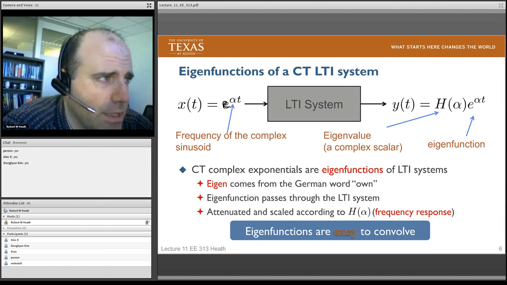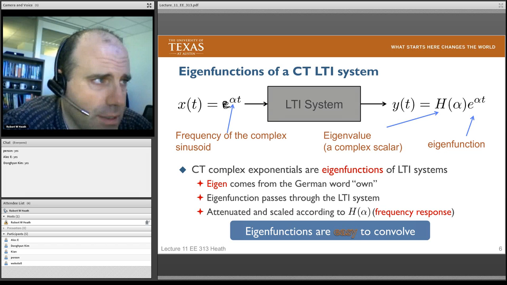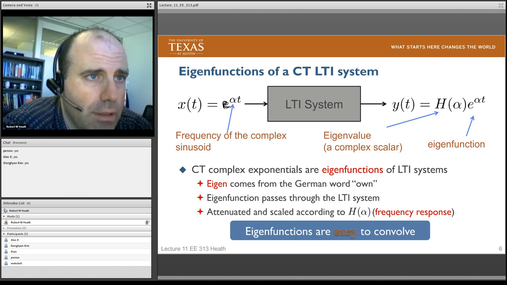Now, the nice thing to notice is that if you put an eigenfunction into an LTI system, you don't have to do any convolution. All you have to do is figure out the H of alpha, because if you know the H of alpha and you know what alpha is, then you can compute the output.